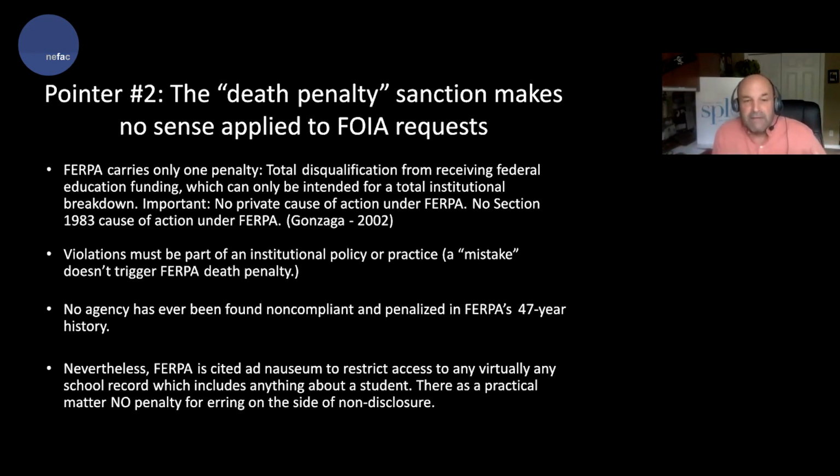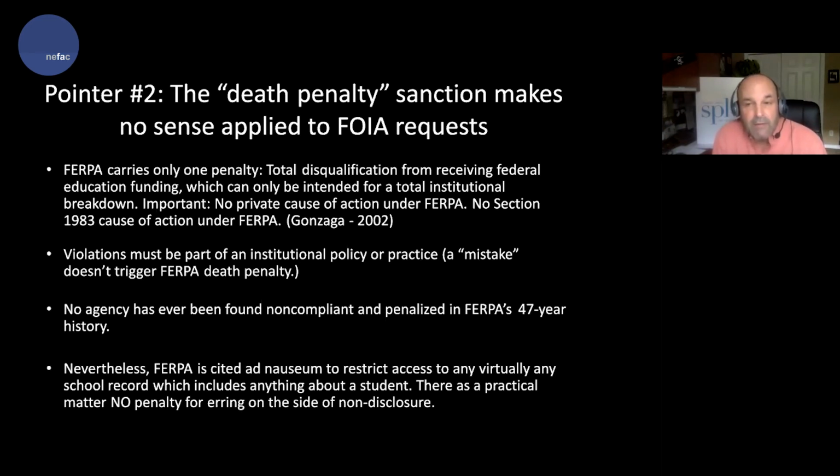A couple of different things, though. There has been a ruling that there is no private cause of action under FERPA. So if a student or a student's parent claims that a school is violating FERPA, they don't have a right under that statute to actually sue the school itself. So the risks to a school are actually quite minimal.